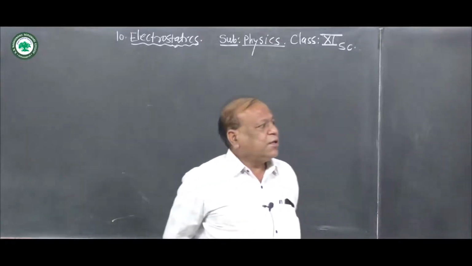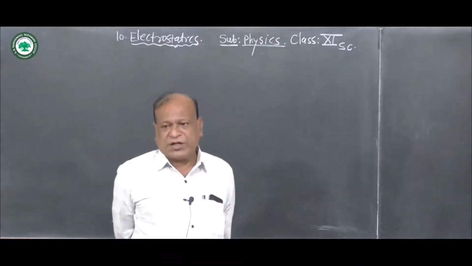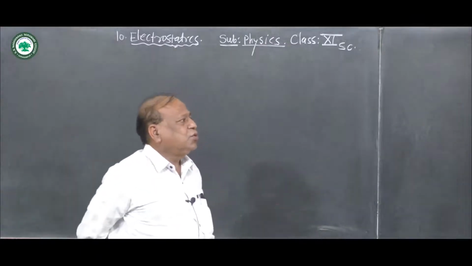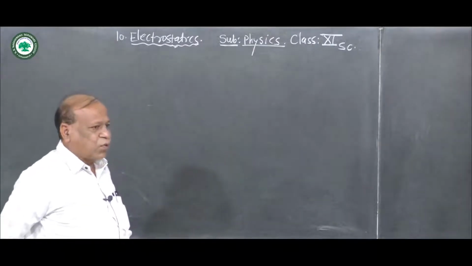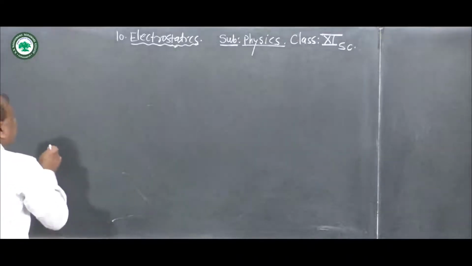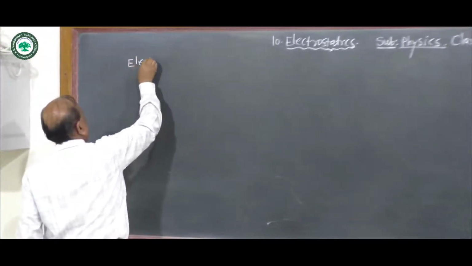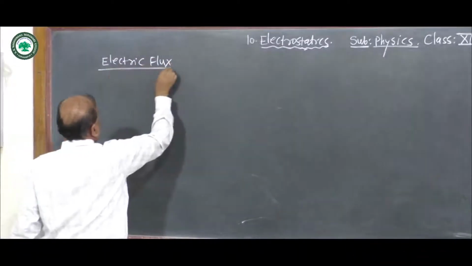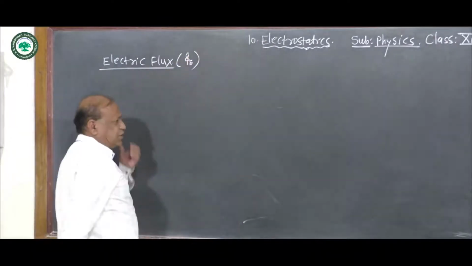An imaginary path traced by a positive charge is called electric lines of force, and we also saw some characteristics of lines of force. Now today we are going to the next article, that is electric flux. Electric flux is denoted by phi E.